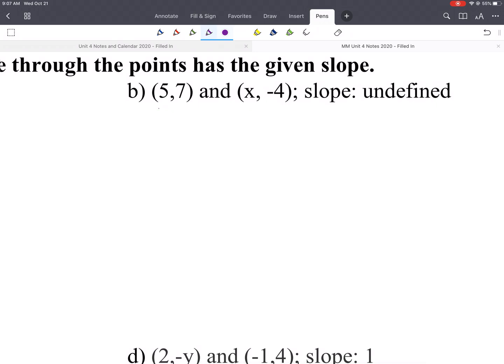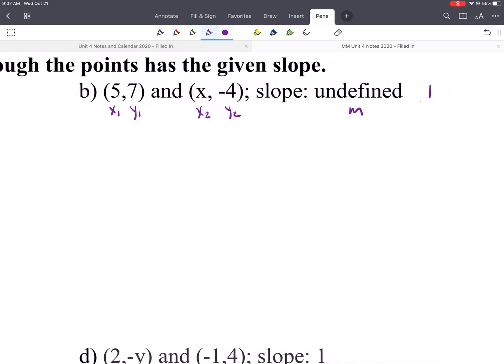So same sort of thing, maybe this will be x1 and y1, x2 and y2, and this is our slope. If it's undefined, that means we have something over 0. It doesn't really matter what you have, but we'll just write it that way, and we'll see what happens. So 1 over 0 is equal to, the difference of y is on the top, so negative 4 minus 7, all over x2 minus x1, so x minus 5.